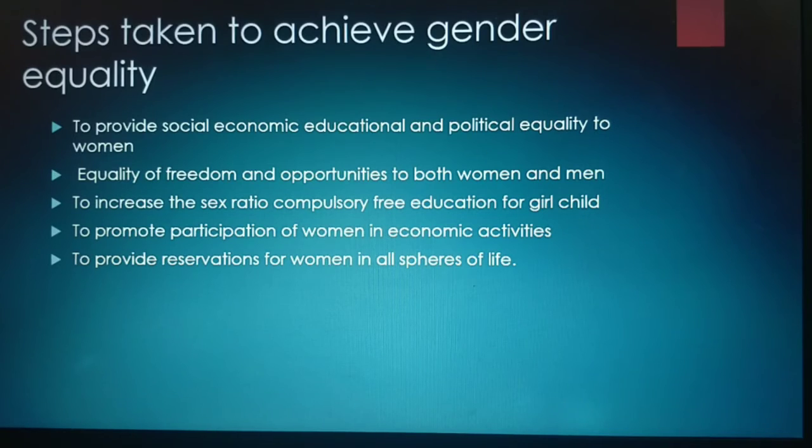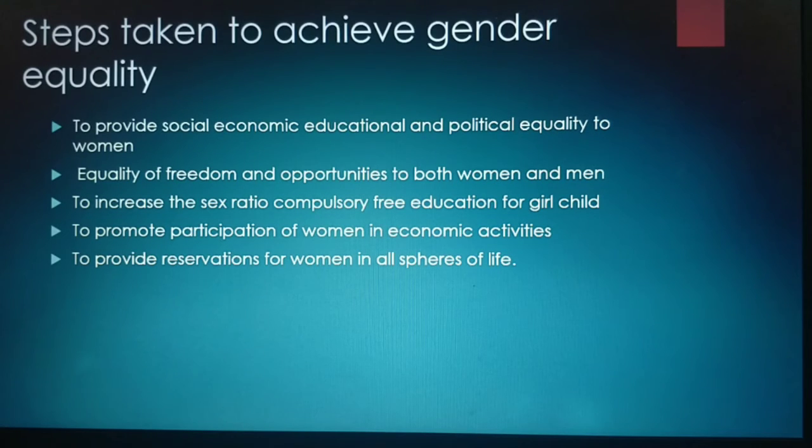To provide social, economic, educational and political equality to women. You have learned in political science first lesson about the women and women empowerment information also. So in this lesson you are going to learn about the steps taken to achieve the gender equality. They may ask you a 3 mark question. According to your view, tell me the steps taken to achieve gender equality.